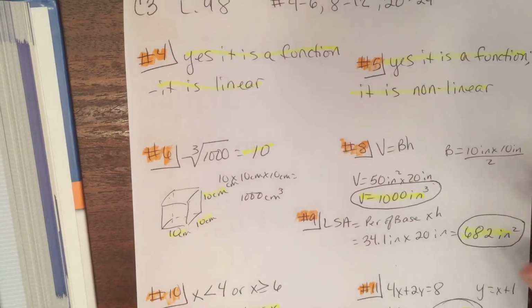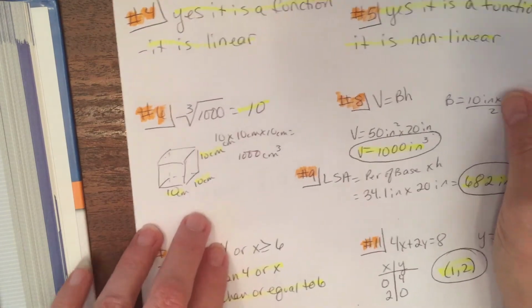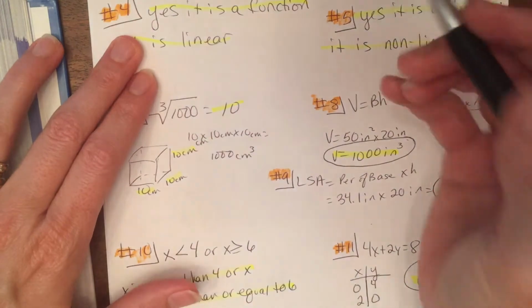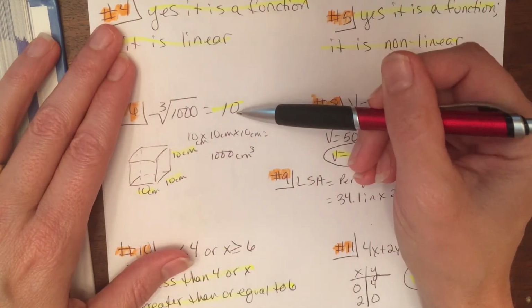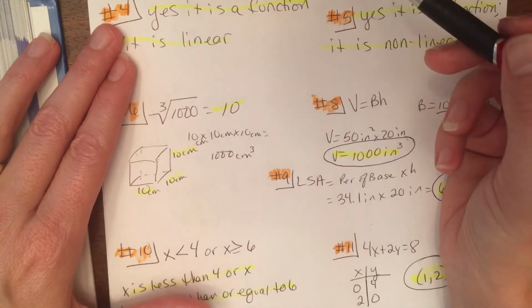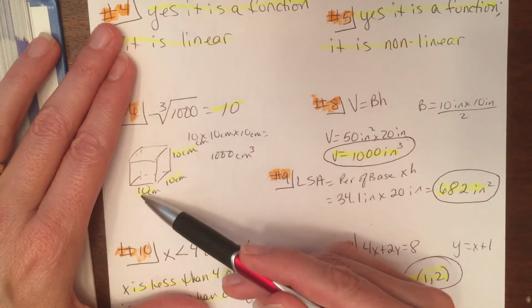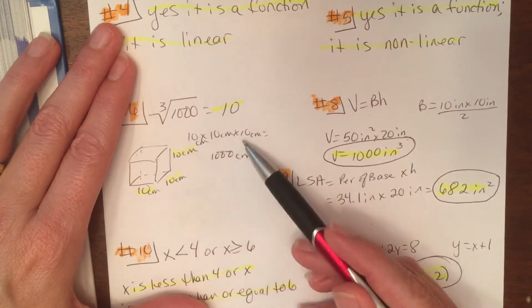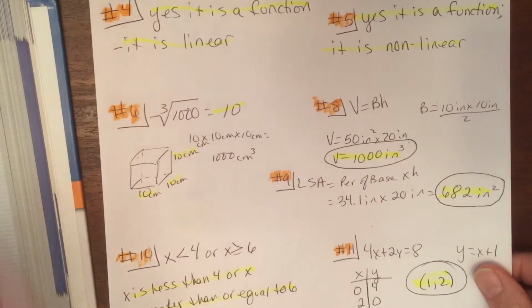Okay. Number 6. Find the cubed root of 1,000. That means what multiplied times itself 3 times will give us 1,000. Well, it's 10. 10 times 10 times 10 is 1,000. Then sketch a cube with a volume of 1,000 centimeters cubed. So I sketched my cube. Each side should measure 10. 10 by 10 by 10, because 10 by 10 by 10 gives me 1,000 cubic centimeters.